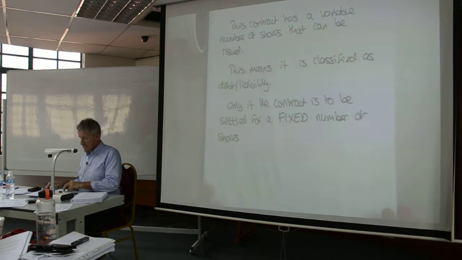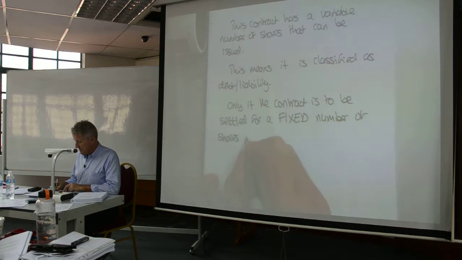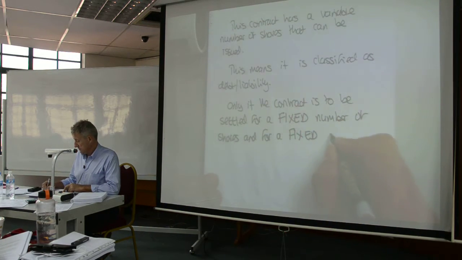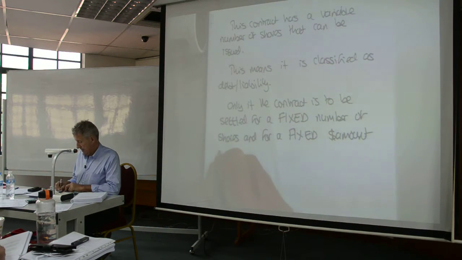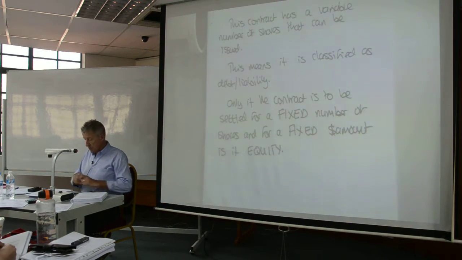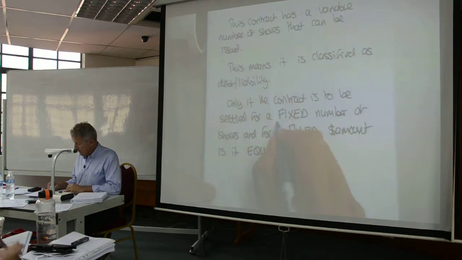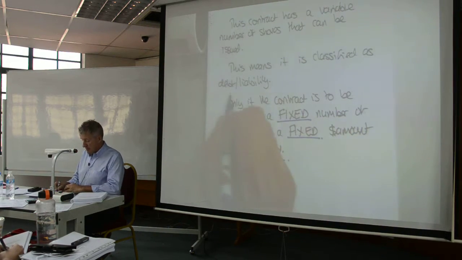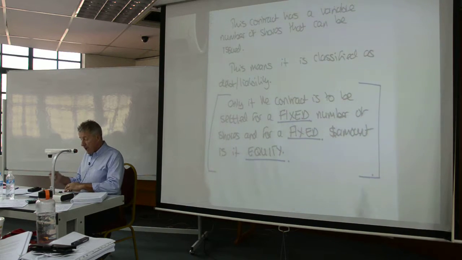Only if the contract is to be settled for a fixed number of shares and for a fixed amount is it equity. So we get the fixed and fixed rule. Only if the contract is to be settled for a fixed number of shares and for a fixed amount is it equity. But strictly speaking, the answer to the question is, in this particular case, it is debt.